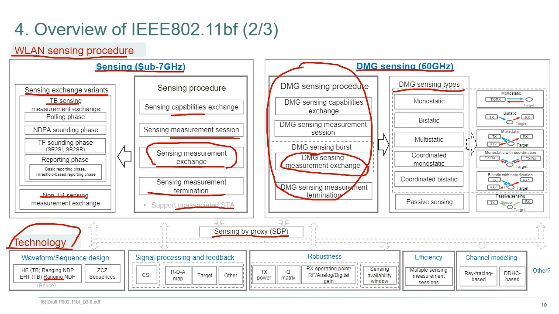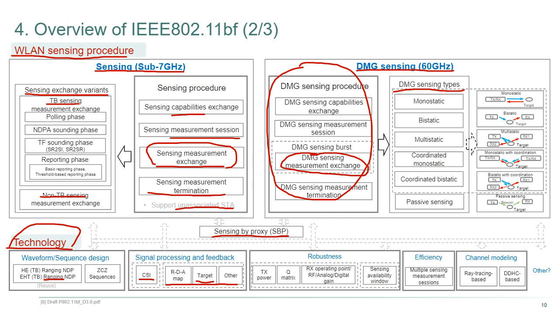And then we have the signal processing and the feedback. For the feedback types, we have CSI, which is the most robust and carries all of the information of the channel state. This type of feedback is the only type for sub-7 gigahertz. And for millimeter wave, we have more feedback types, including RDA maps, range Doppler and angular maps, and target, including the CFAR procedure, and other feedback types.